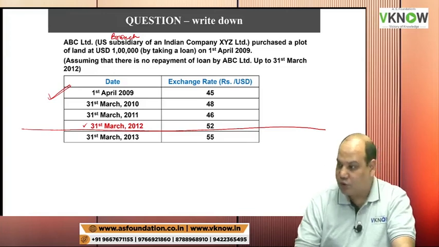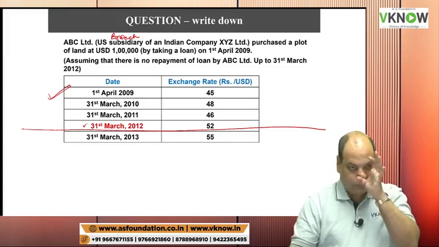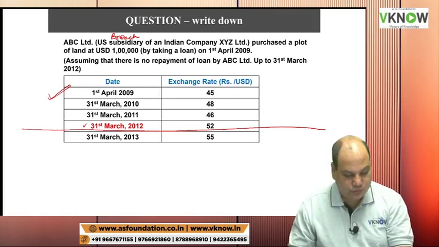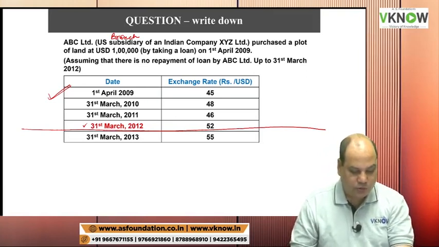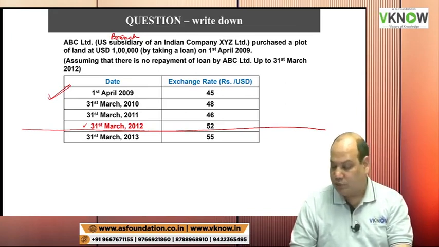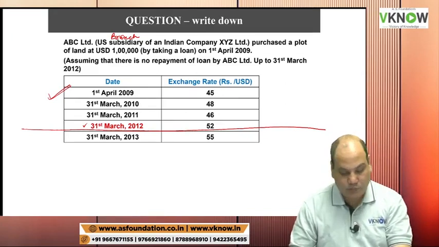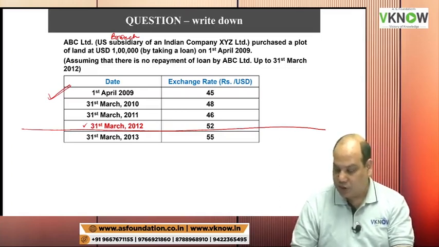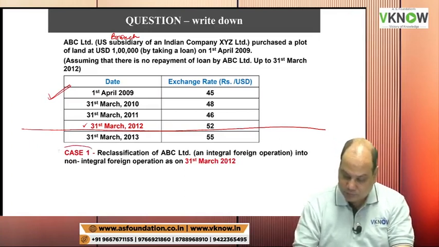31st March 2011, 46. 31st March 2012, 52. 31st March 2013, 55. 45, then 48, 46, 52, 55. This way the rates are going down or up sometimes. Now write down case 1.